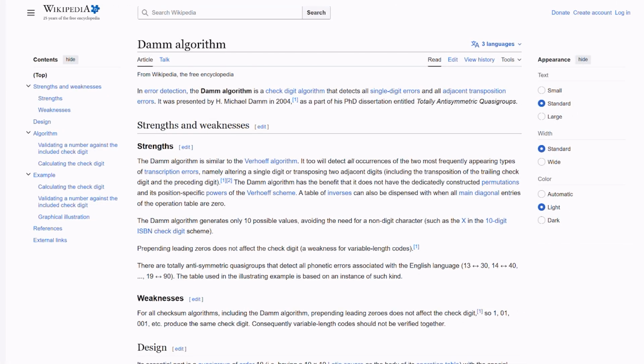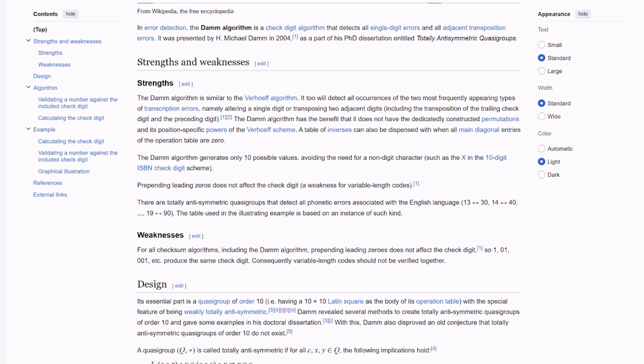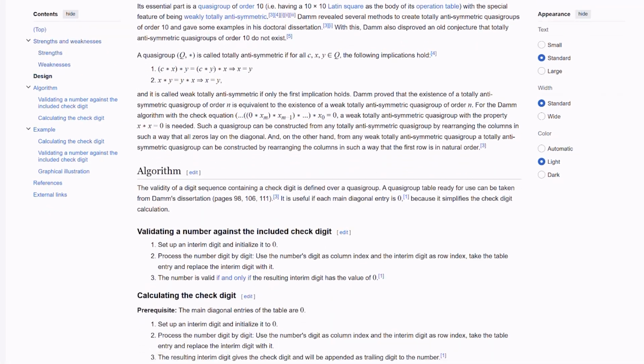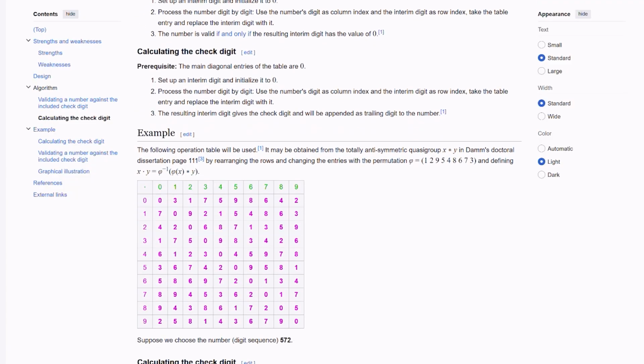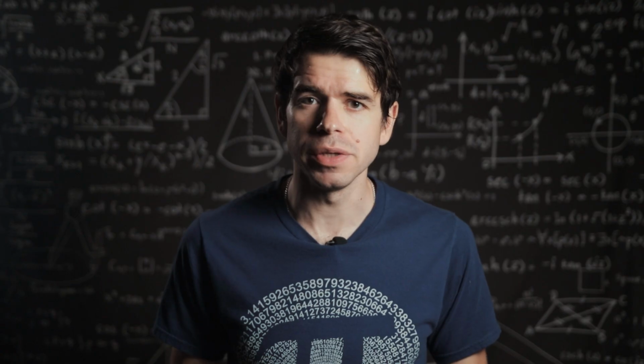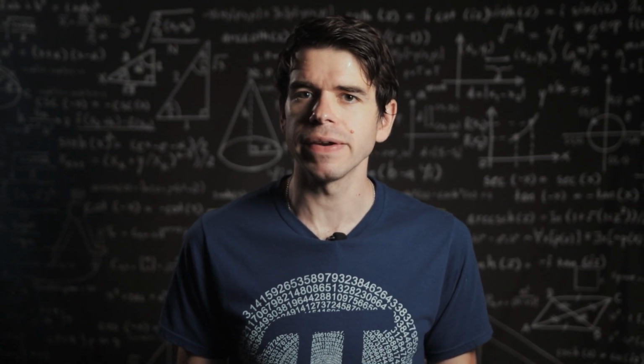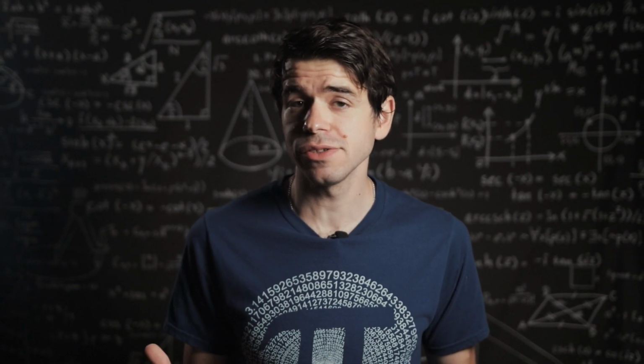In 2004, the German researcher Michael Damm tightened the same idea. His approach uses the same method as Verhoeff, but requires just 1 lookup table instead of 3. Both algorithms are mathematically superior to Luhn, but neither runs on your credit card. Luhn won, and the reason is not mathematics.